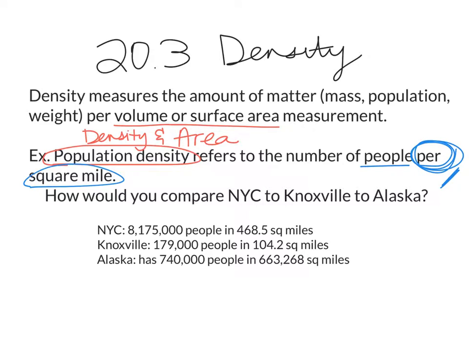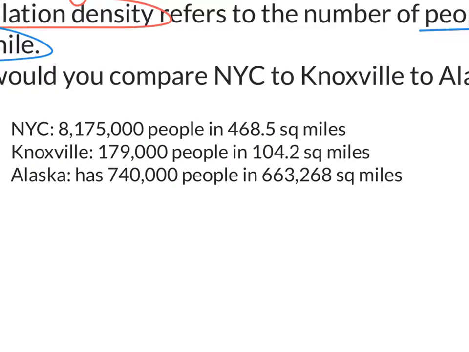That tells me that in 1 square mile in New York City, which means a block that's a mile by a mile, the population density for New York is 17,449. So I'm going to round. This is people per square mile. That's how you write that, per square mile.